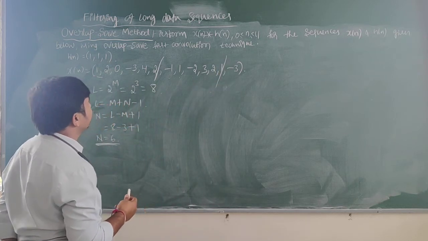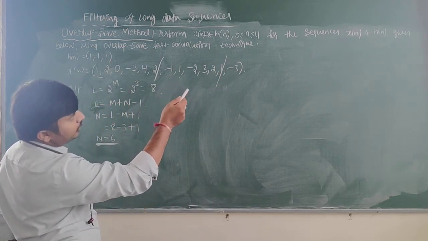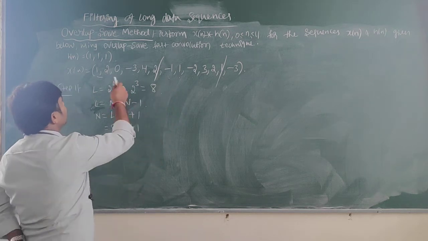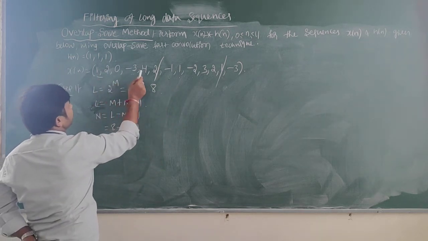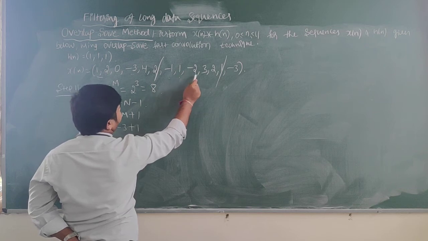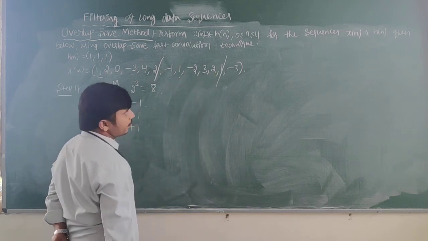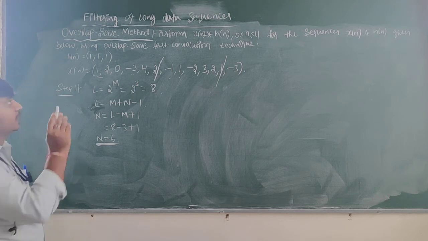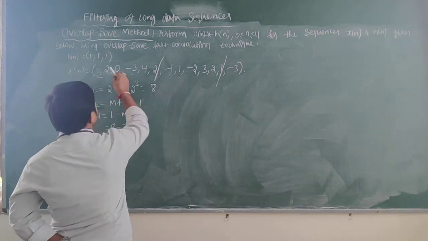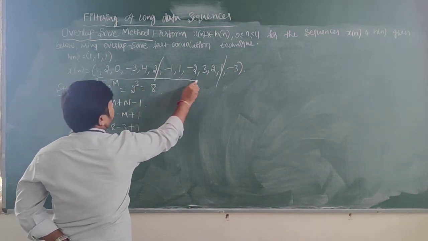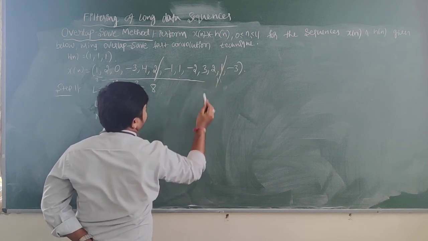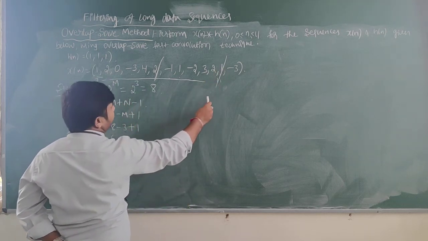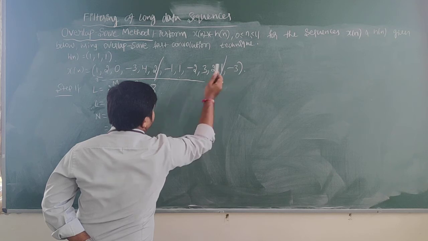And here the range is given, that is n varies from 0 to 11, that is 0, 1, 2, 3, 4, 5, 6, 7, 8, 9, 10, 11. We are asked to find the convolution of x of n and h of n only from 0 to 11. So this is the 11th entry. That's why there is no need to compute the convolution for this minus 3.